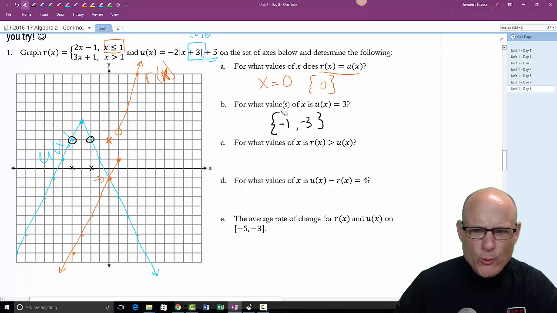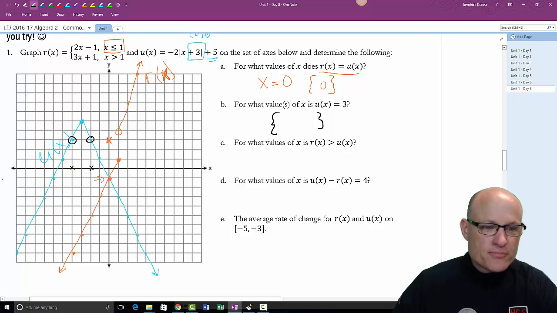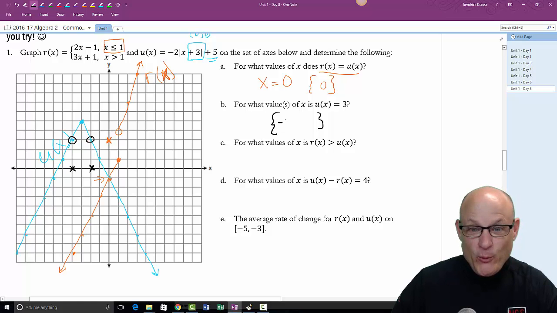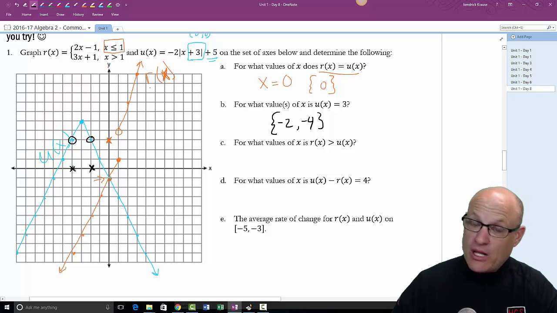This would be negative 2 and negative 4. Somebody can't count. Negative 2 and negative 4. Good thing I have my answer key here. I'm checking my answer key while I'm doing this work for you.